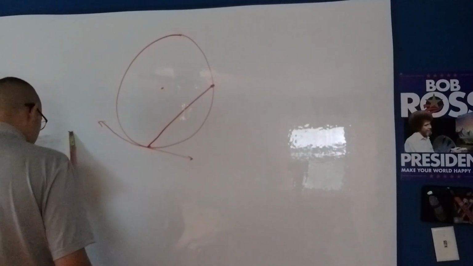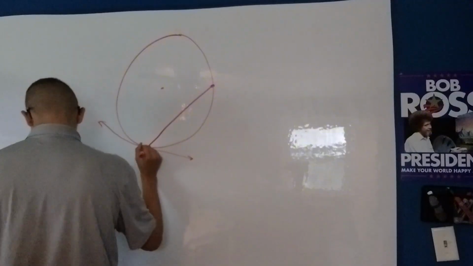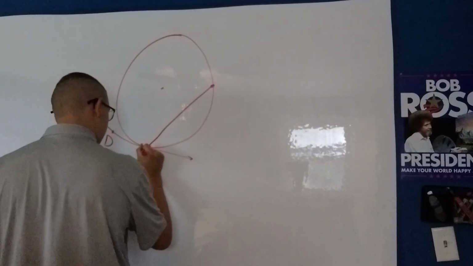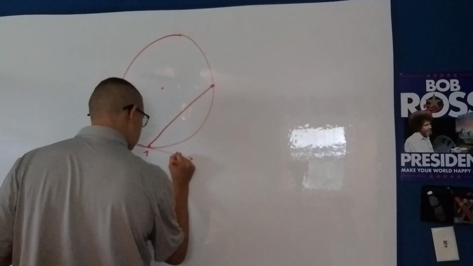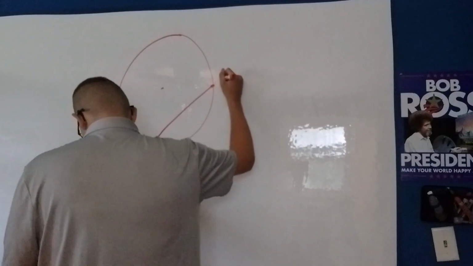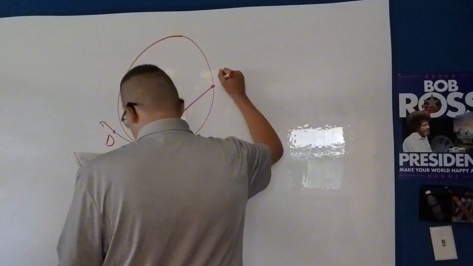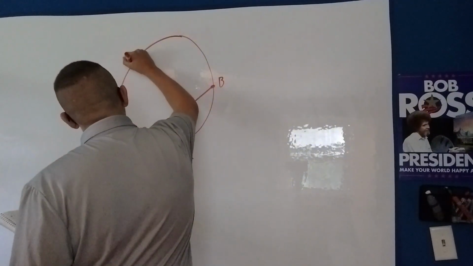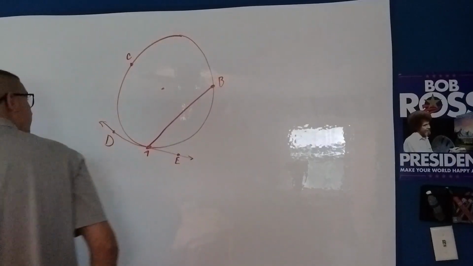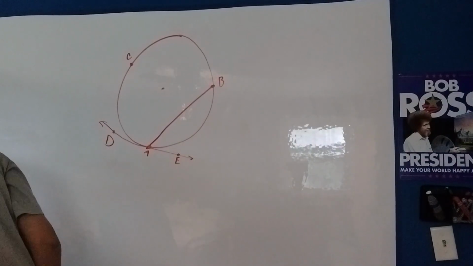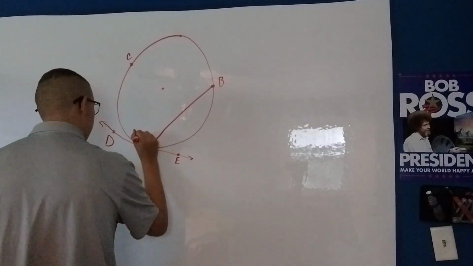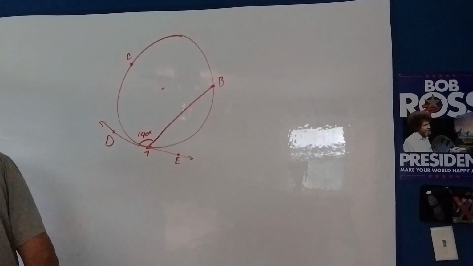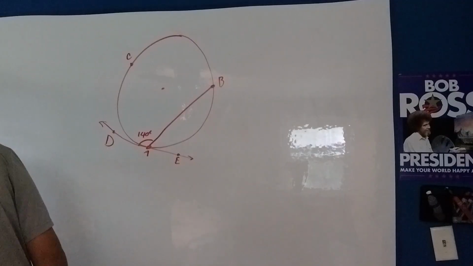And we'll label the points D, A, E, B, C, like that. And I will tell you that this right here is 140 degrees, like that. And I want you to find arc ACB.